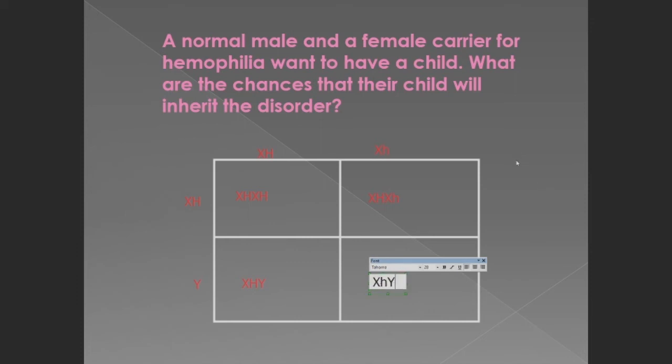So when we look at these, we can see that all of these, this one, and this one, all have that big H. With that big H, that means they are not going to have this disorder. So we have 3 that are going to be normal, and then we have this one male child here that will have this disorder.